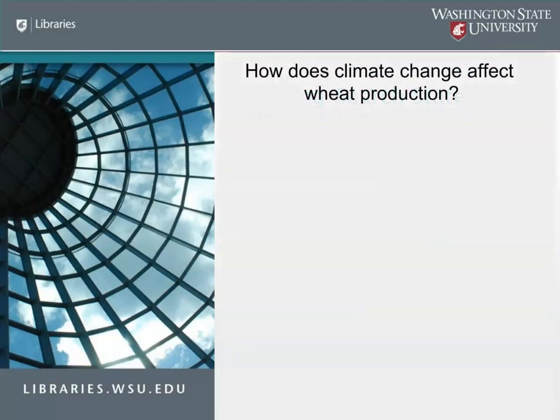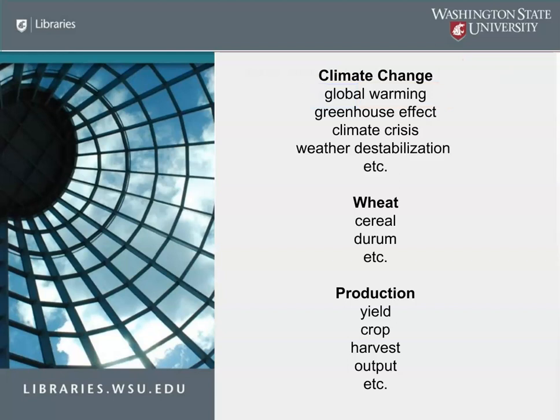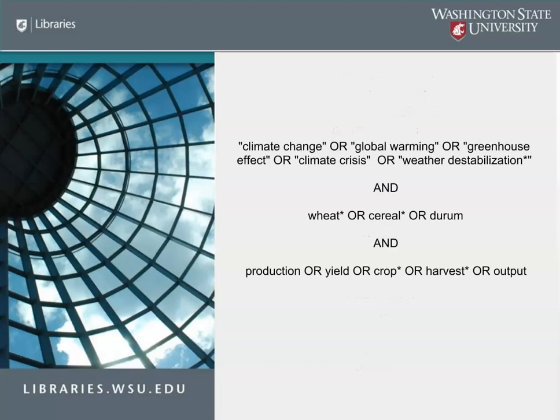To summarize the last video, we had a research question regarding how climate change affects wheat production. From there, we identified our keywords as climate change and wheat and production, and then we identified some synonyms and similar concepts that other researchers might use to frame their own research. Now we're going to talk about building search statements, chaining those keywords together.